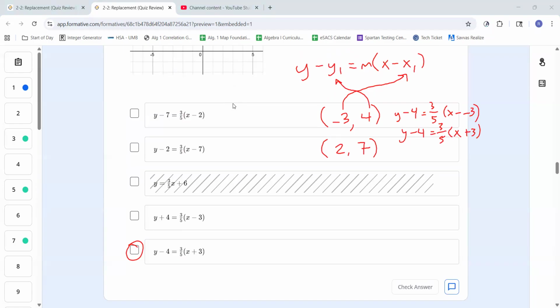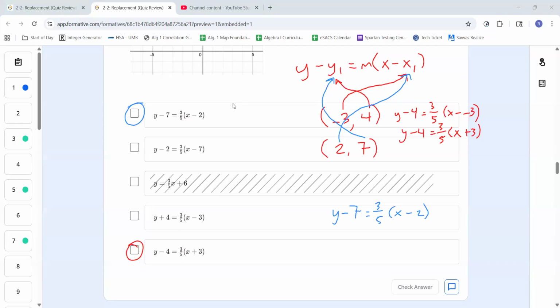But you could also choose the other point. So I'll switch colors and show you that you can do it another way. 7 goes in for y, 2 goes in for x. So y minus 7 equals 3/5 x minus 2. Okay. And where's that one at? Y minus 7.